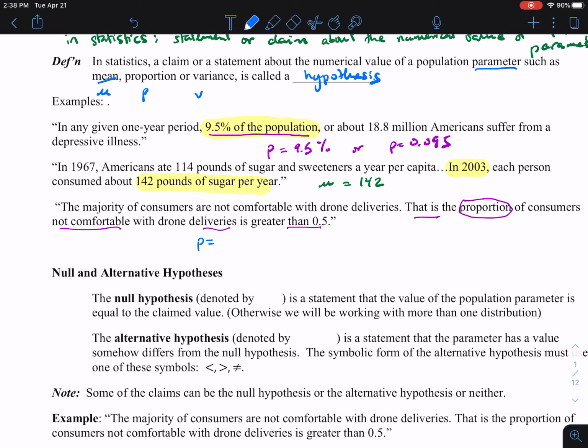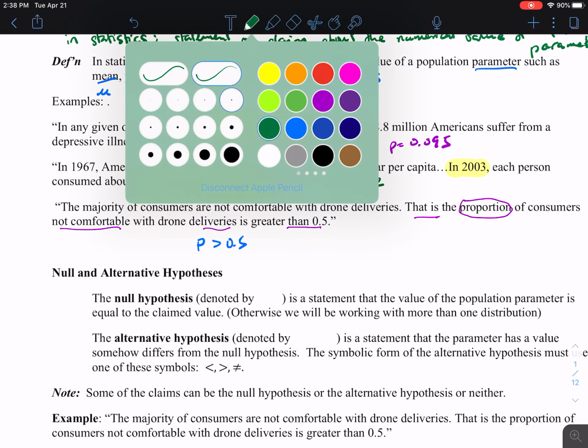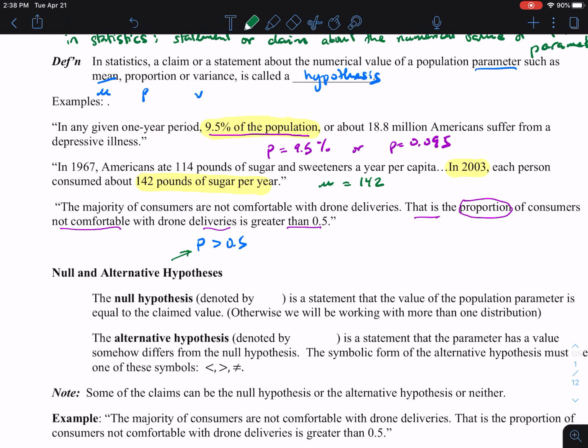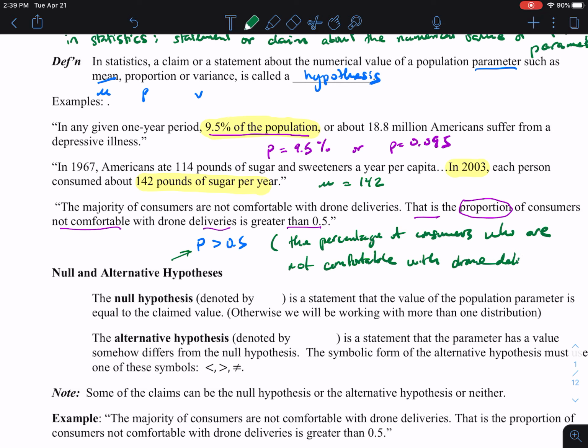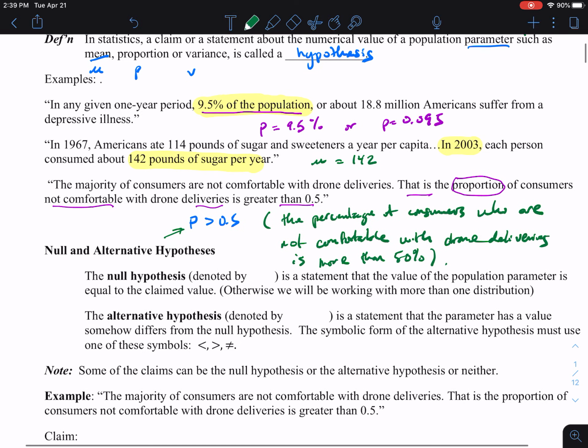So this is saying that P itself, the claim, say the proportion P, is greater than 0.5. Okay, so P stands for the proportion of consumers who are not comfortable. So they're saying that the percentage of consumers who are not comfortable with drone deliveries is more than 50%. So that's another way to translate that mathematical statement of P greater than 0.5.